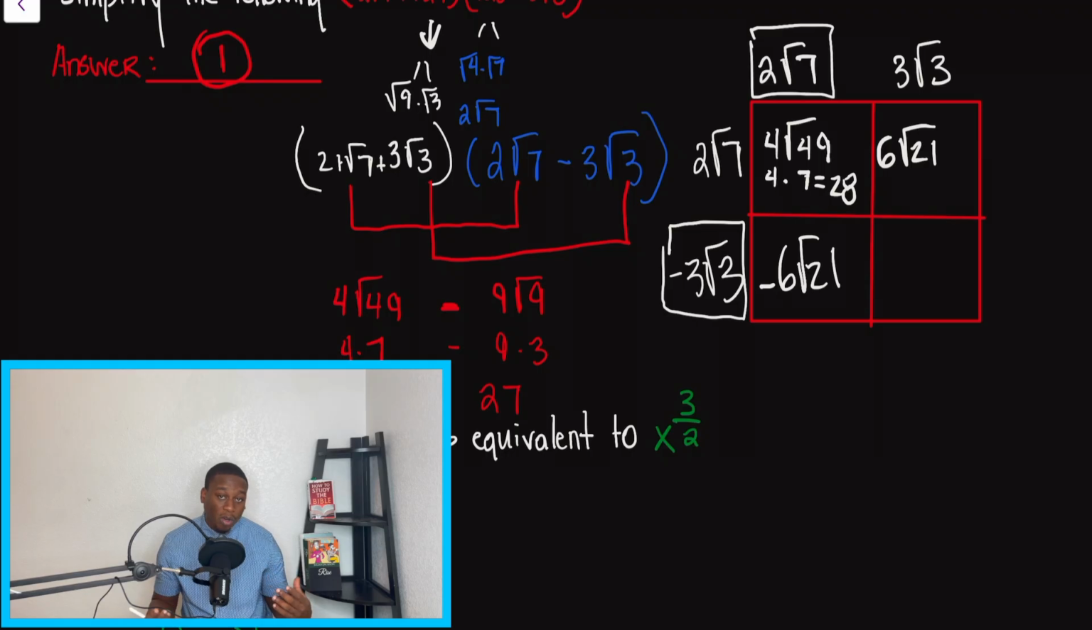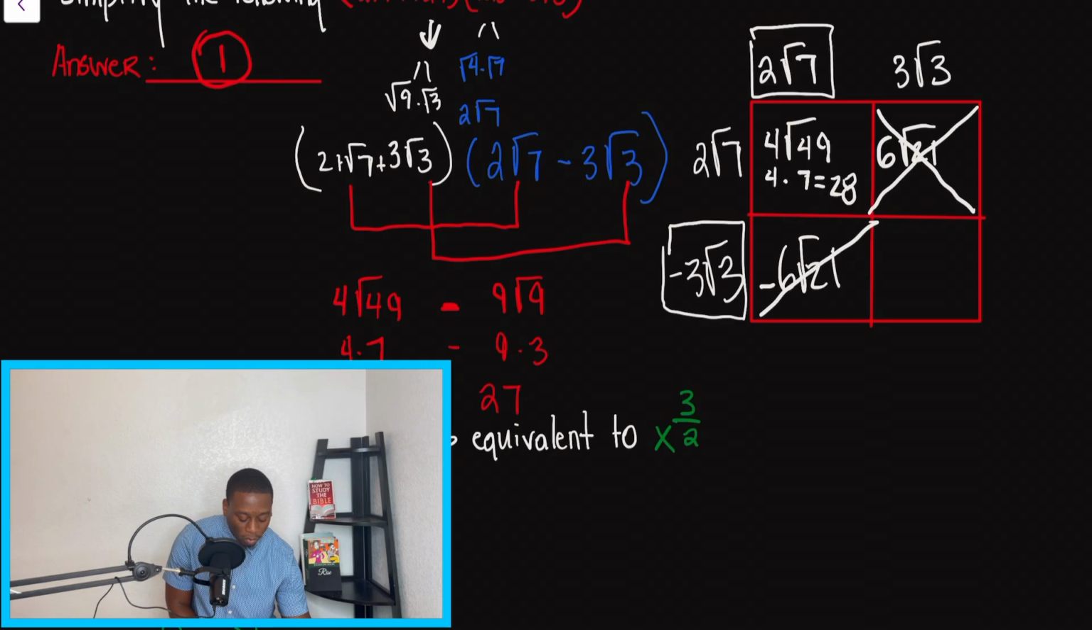When we're adding or combining radicals, they have to have the same number under the radical, which they both do, radical 21. So once we add just the numbers in front of the radical, 6 minus 6, that gives us 0. So that's why these two terms cancel out. I just wanted to make sure I showed you guys that so that you understand.